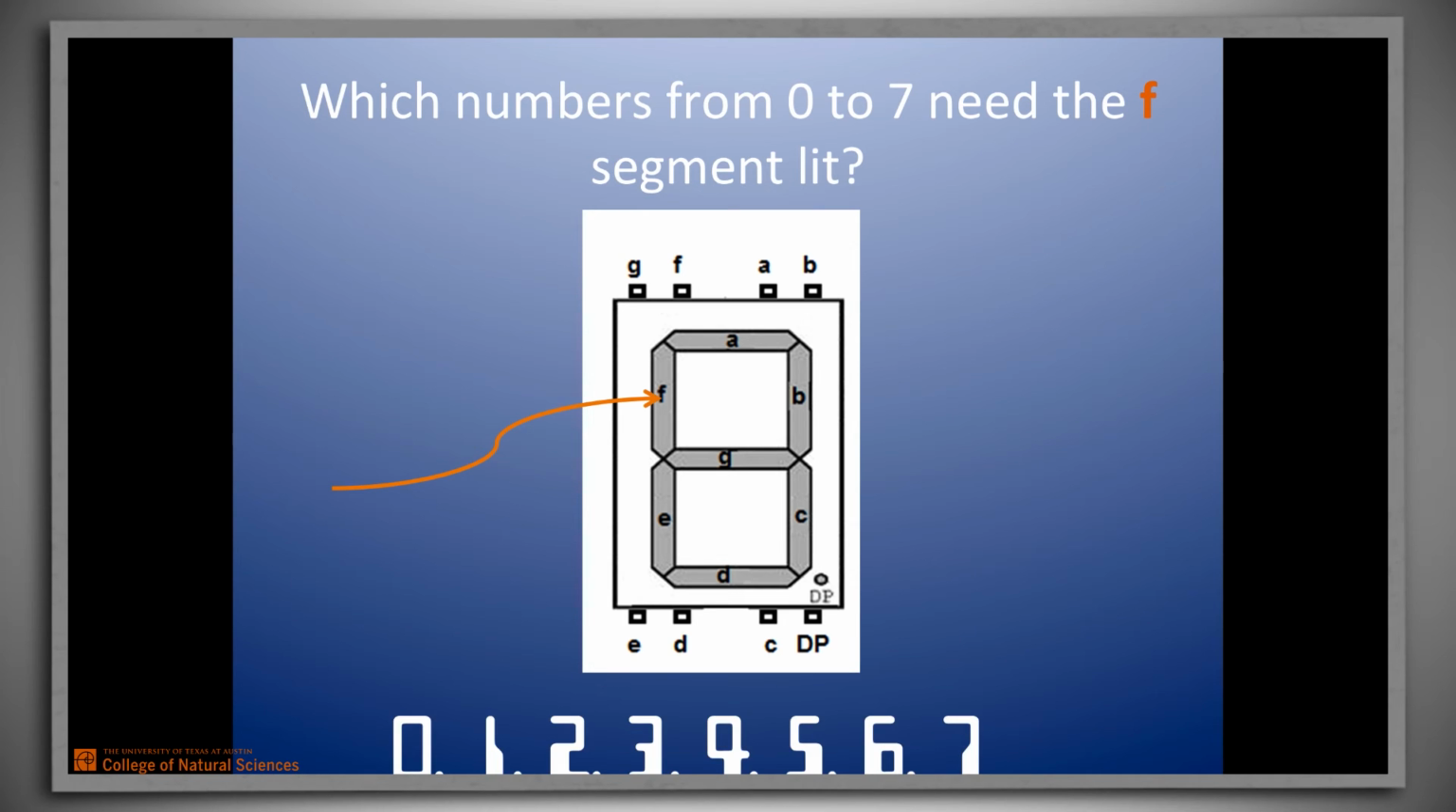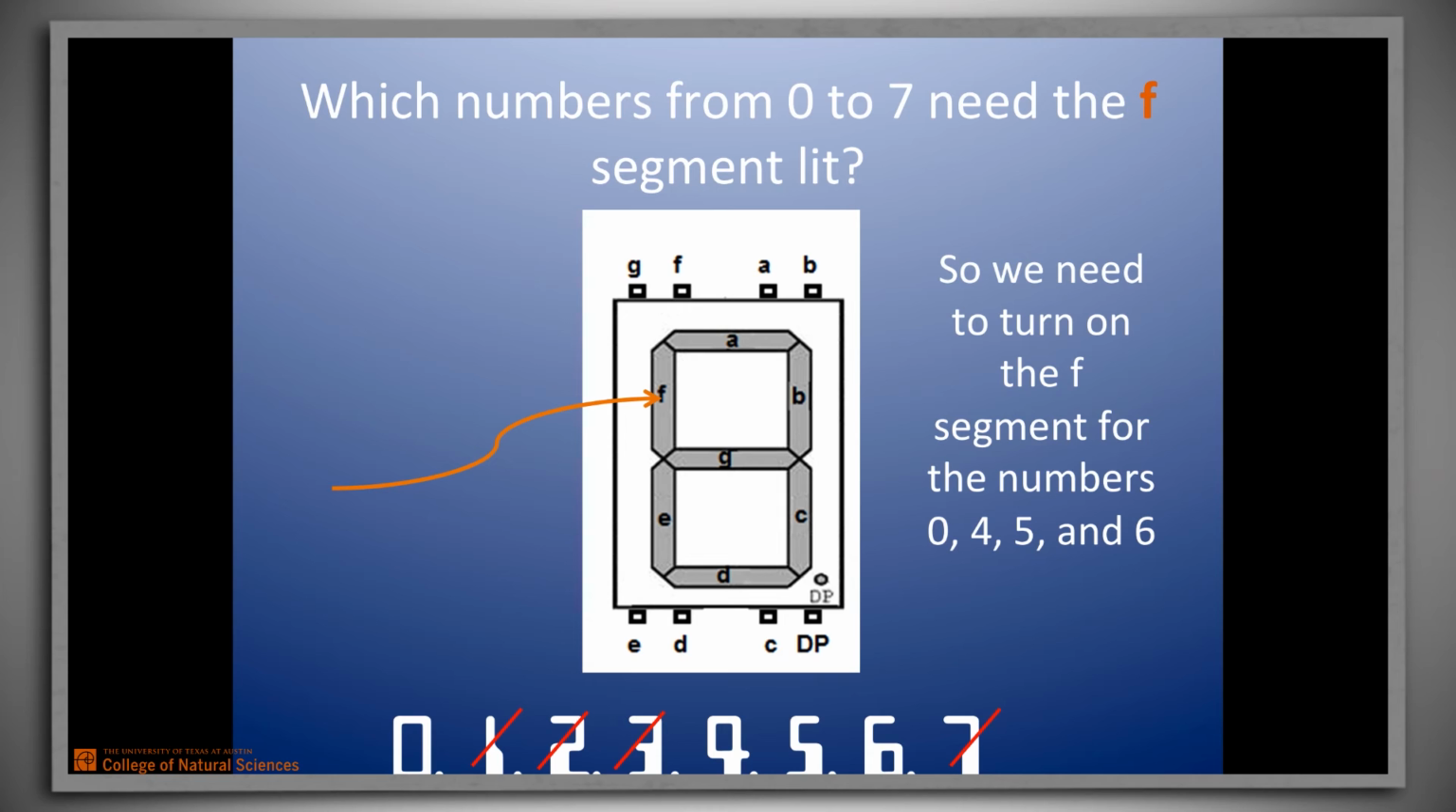Now, which ones of our digits between 0 and 7 actually should turn on the F segment? Well, we see 0 is going to need the F segment, but 1 is not, nor will 2. 3 doesn't need the F segment either, but 4 does, so does 5, so does 6, but 7 does not. We need to turn on the F segment just for the numbers 0, 4, 5, and 6.